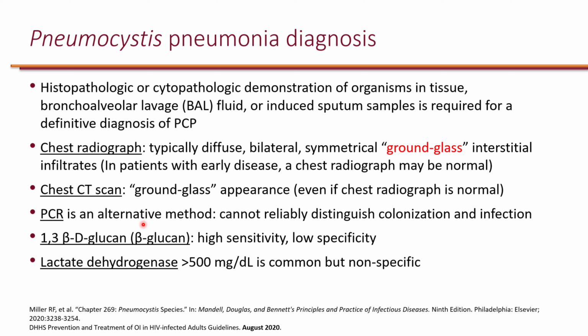PCR is an alternative method. It's an alternative because it's expensive, and it also cannot distinguish between colonization and infection. And there's also the beta-D-glucan test, which is highly sensitive but has low specificity. So if it's positive, it doesn't necessarily mean PCP. It could be any fungal infection. But if it is negative, then you can rule out PCP.